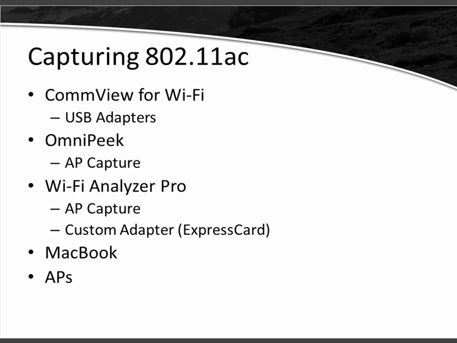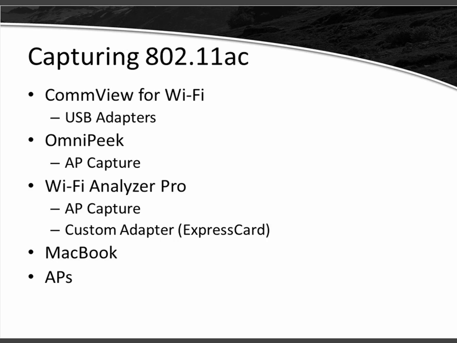Okay, so now let's wrap up the webinar today to talk about, well, how do we get these frames? Because we really don't want to just look at a bunch of ones and zeros, right? Well, you can capture 802.11ac in a few ways. ComView for Wi-Fi, OmniPeak, and Wi-Fi Analyzer Pro can all capture 802.11ac. ComView for Wi-Fi can do it with a USB adapter. Right now there are 2x2 11AC adapters that you can use and capture with ComView for Wi-Fi.